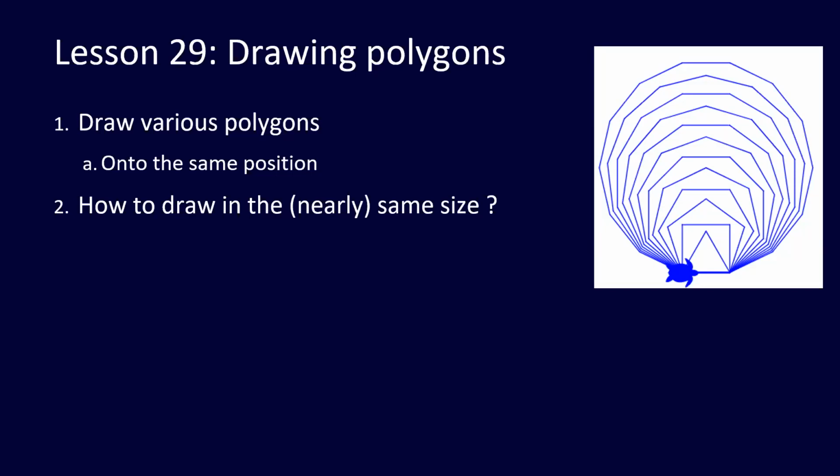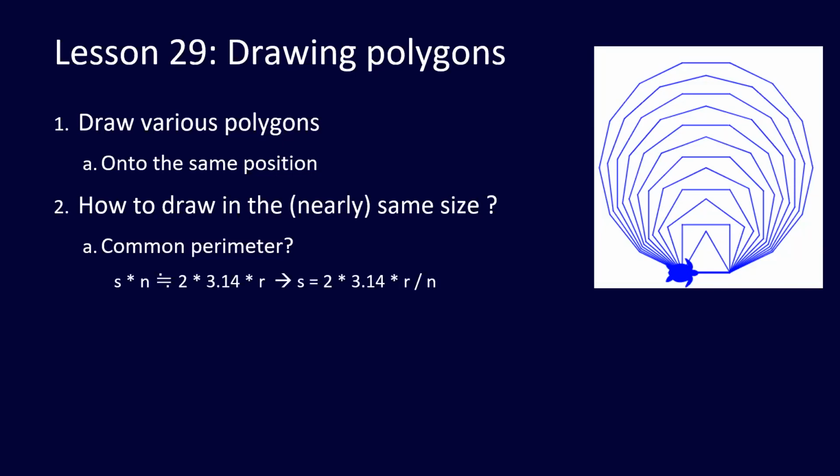Okay, the idea is this. Maybe we want a common perimeter, or circumference, for each shape, for all the shapes. So how can we do that? The perimeter of a polygon is S times N, where S is the length of a side and N is the number of sides. And this should be constant.